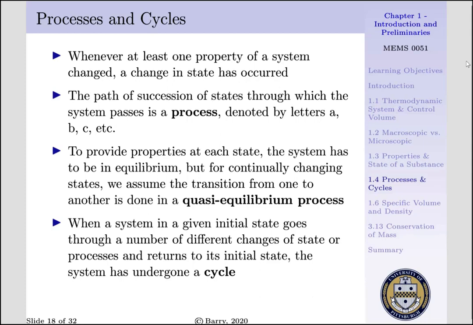Now, if we are changing, we are going to assume the transition from one state to another is done in a quasi-equilibrium process. That is, if we look at intermediate states, each of those intermediate states is existing in thermodynamic equilibrium. When a system in a given initial state goes through a number of different changes and returns to its initial state, the system has undergone a cycle.